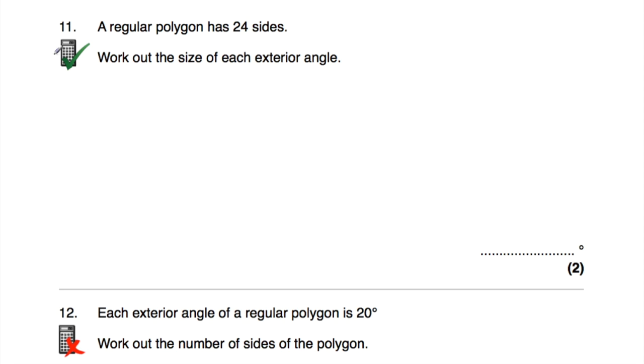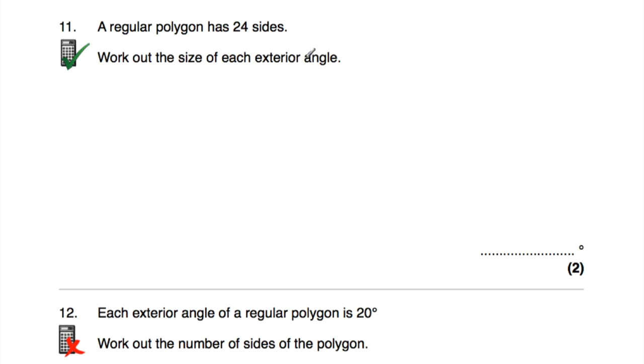Okay, let's have a look at question number 11. Question number 11 says, a regular polygon has 24 sides. Work out the size of each exterior angle. Obviously, we've got two different approaches, but one approach is much easier than the other one. So I think it would make more sense to use the exterior angles and just consider those.